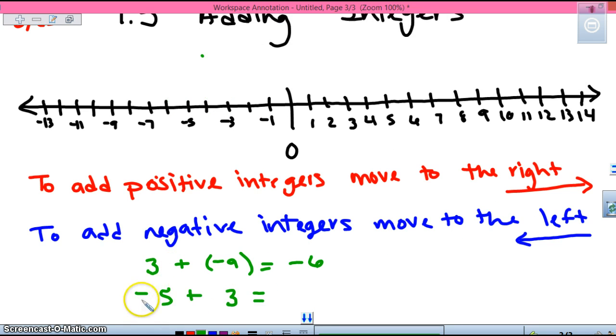If we have to add negative 5 plus 3, we're going to start at negative 5. And because we're adding a positive number, we're going to move to the right that many spaces. 1, 2, 3. Where did we land? Negative 2. So negative 5 plus 3 is negative 2.